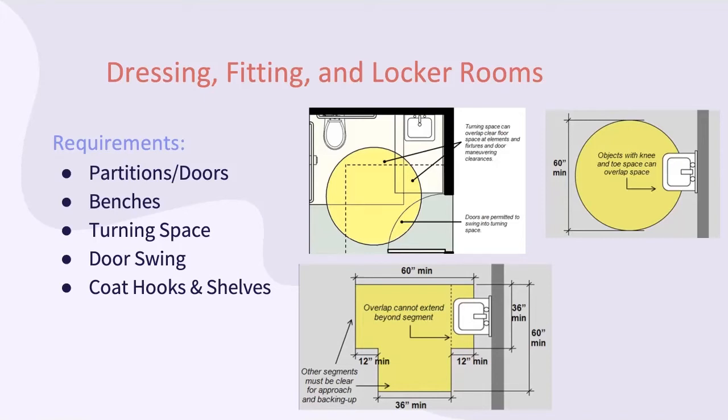Coat hooks and shelves. Coat hooks need to be within a reachable range, and that range varies pretty widely by age and by the angle someone is reaching from. So there's a lot of different requirements for that. And then there's also requirements for shelves, which is that they must be 40 to 48 inches from the ground.